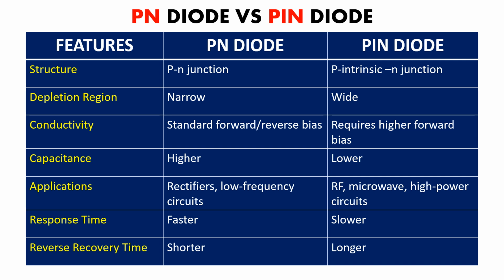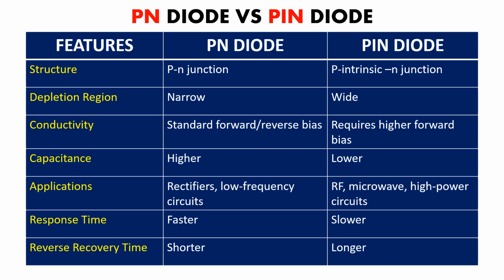Features, PN diode and PIN diode. Structure. PN diode structure is a PN junction and PIN diode structure is P, intrinsic, and N junction. Next, depletion. From the depletion region point of view, PN diode has a narrow depletion layer and PIN diode has a wide depletion layer. From the conductivity point of view, PN diode has standard forward or reverse bias, and PIN diode requires higher forward voltage or higher forward bias.